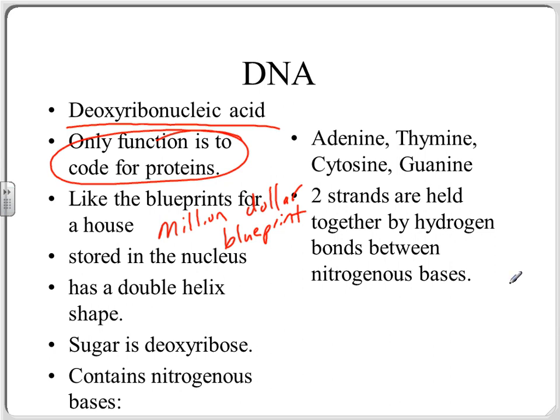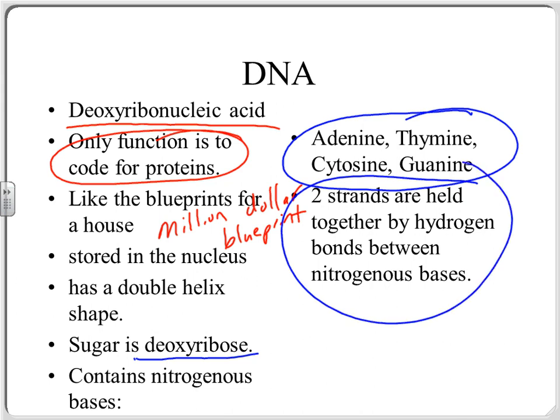All right, we know that DNA has a double helix shape. In DNA, the sugar, remember nucleic acids are made of a sugar, a phosphate, and a nitrogenous base. The sugar is deoxyribose. It's one of those 5 carbon sugars that we just saw a picture of. These are the nitrogenous bases that we just mentioned, A, T, C, and G.